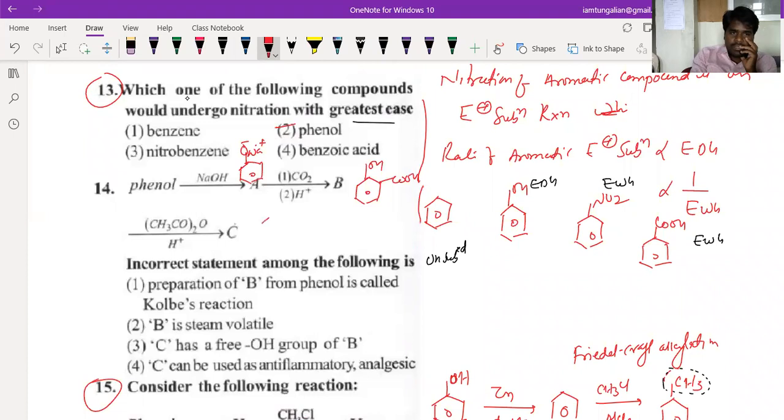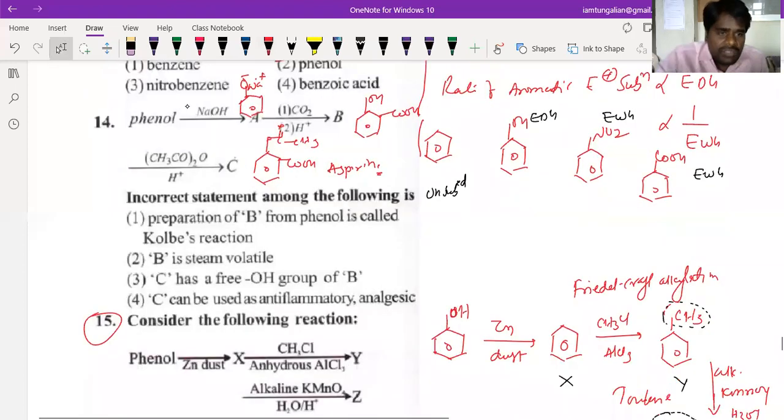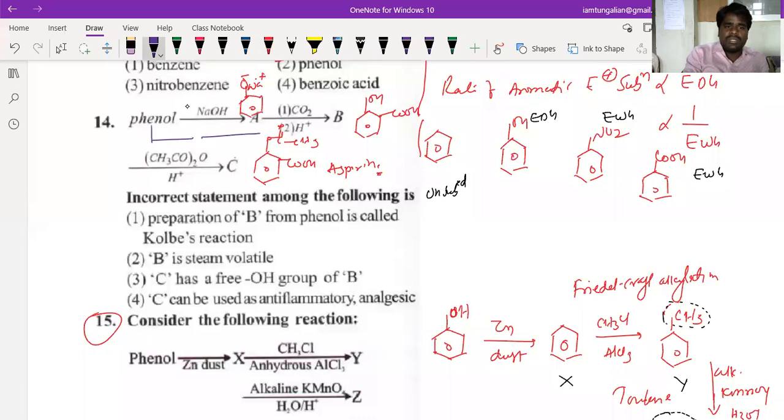Which, on reaction with acetic anhydride, will form aspirin, beta. So if you look at it here, the preparation of B from phenol is called the Kolbe reaction, beta. This particular reaction is called the Kolbe reaction. This is a true statement.